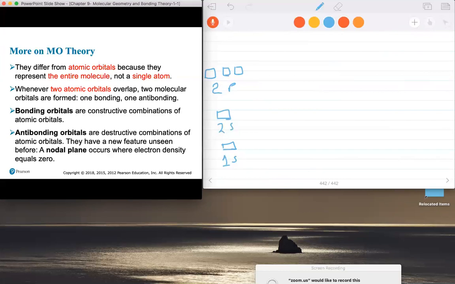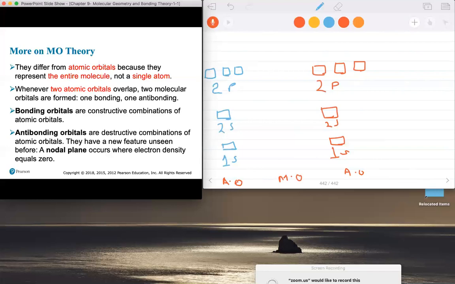Here I have 1s, 2s with 1 orbital, and then 2p with 3 orbitals like that. The molecular orbitals will be here. This is AO for atomic orbital, and here is MO for molecular orbital.